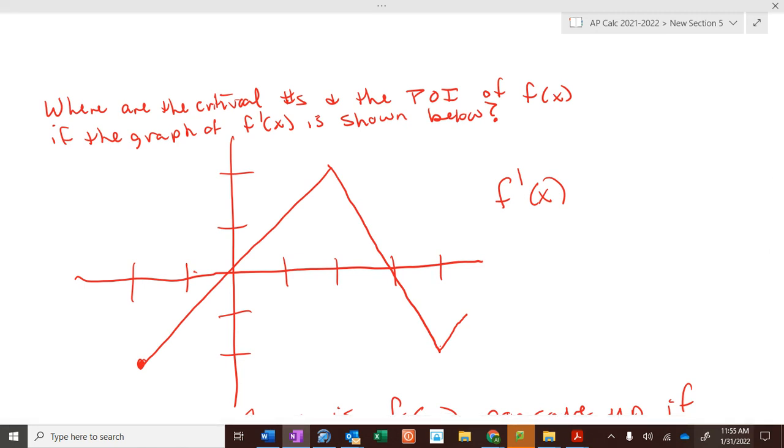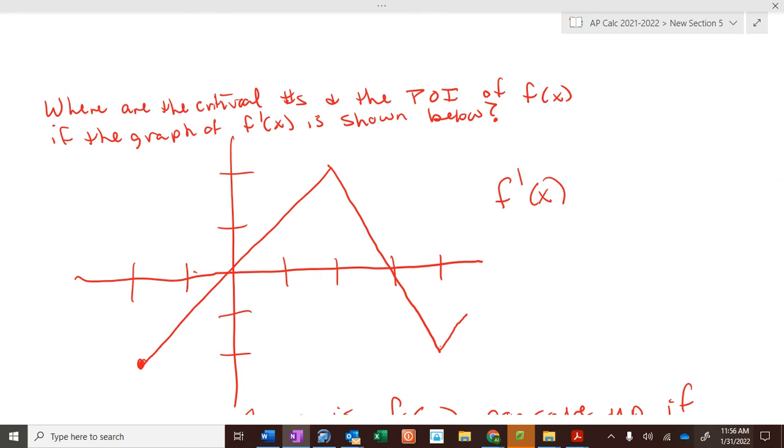Okay, this one is a little different. We haven't seen Sal Khan throw something like this at us, but AP does, so we need to know what to do here. What are the critical numbers and the points of inflection of f of x if the graph of f prime of x is shown? So the first derivative graph is shown. Now this is the first derivative given to us. The first derivative tells us what? The slope. The inflection points is what we're looking for. Or wait, mins and maxes and inflection points, all of them.